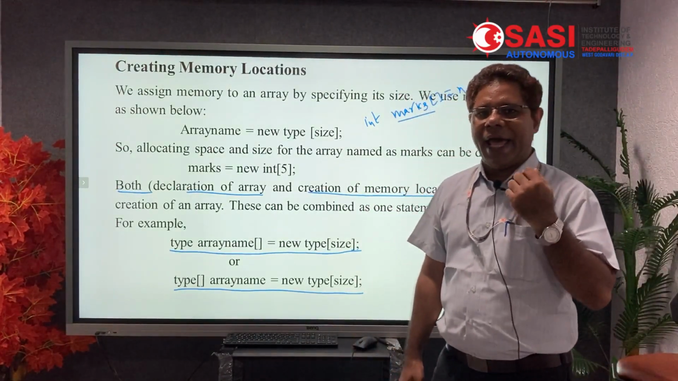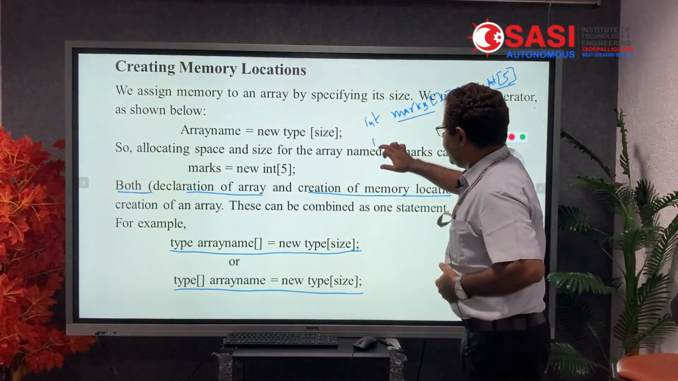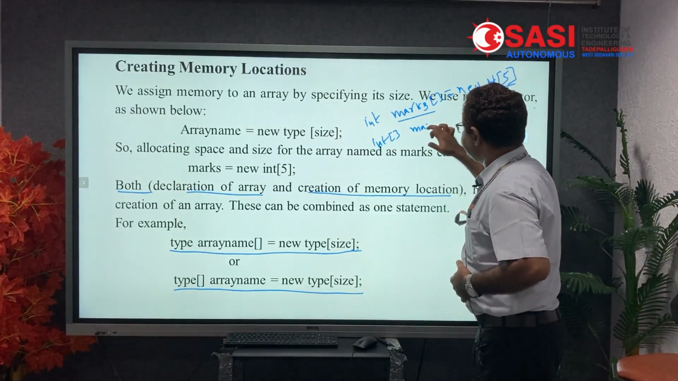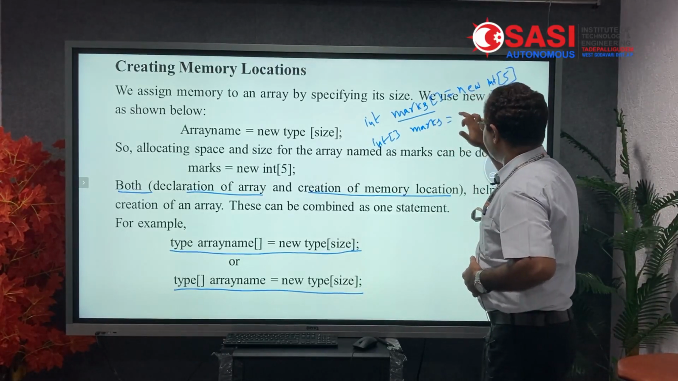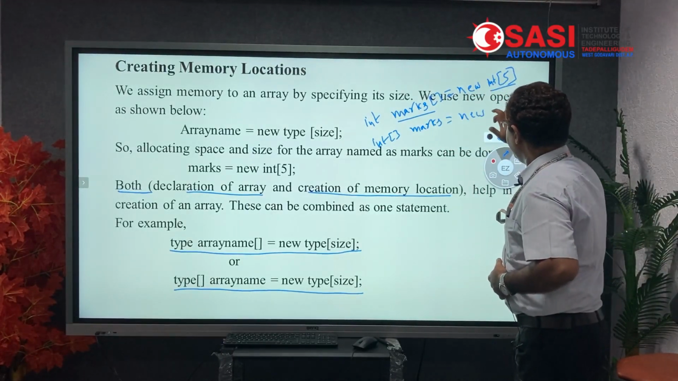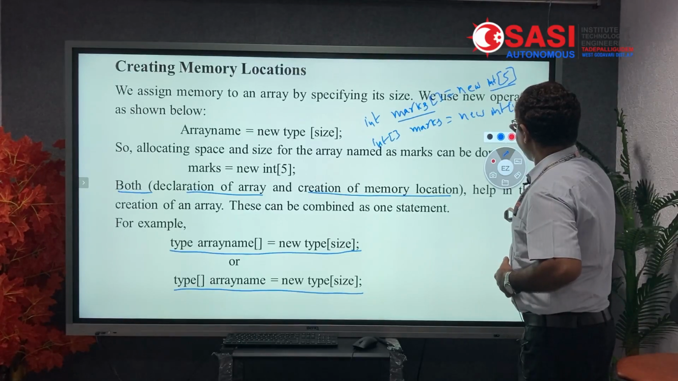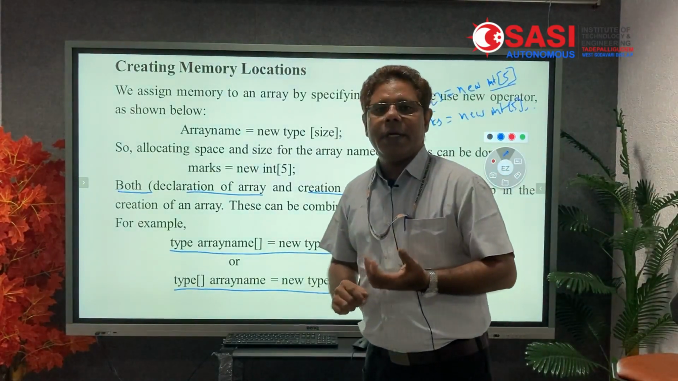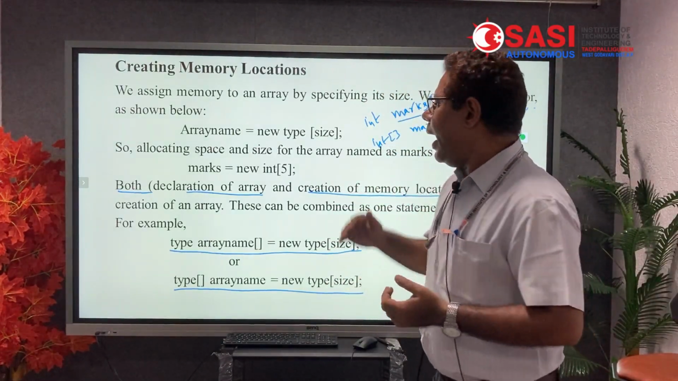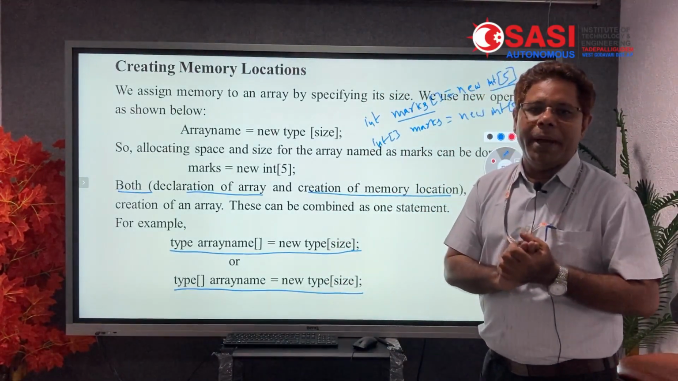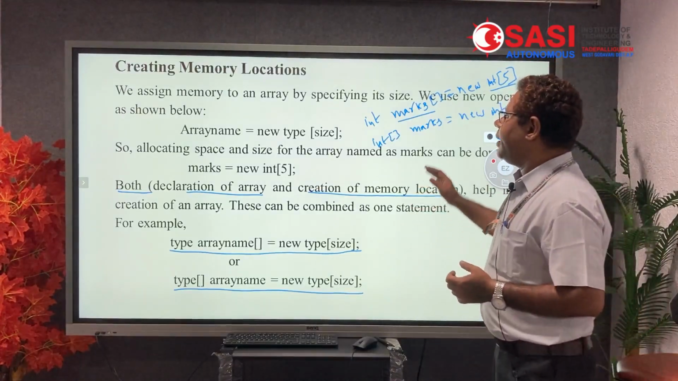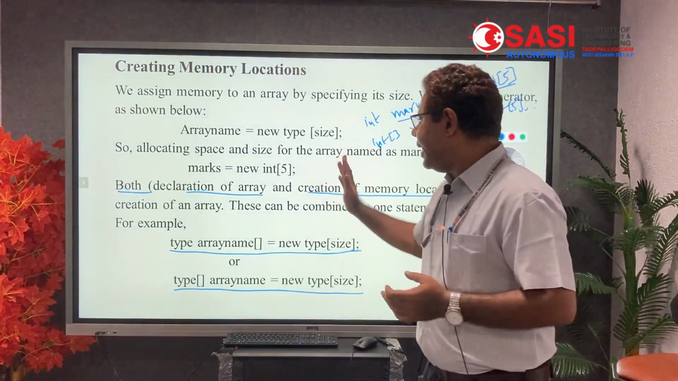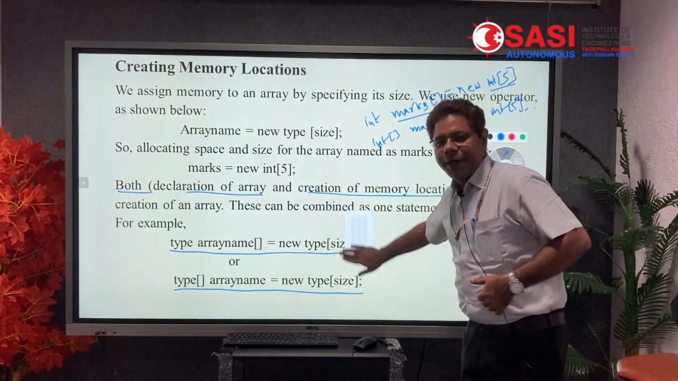We have another way: int marks equal to new int of 5. So by combining both declaring an array and creating memory locations, we can use the syntax in this way.